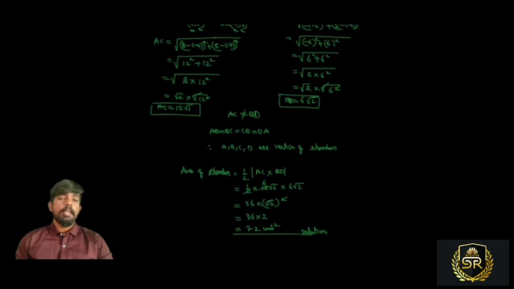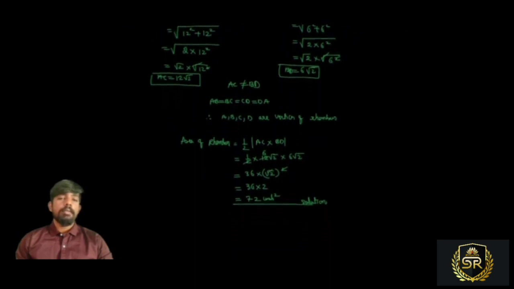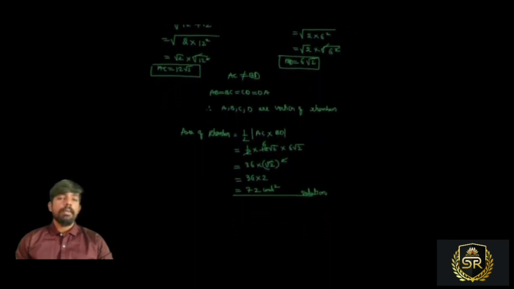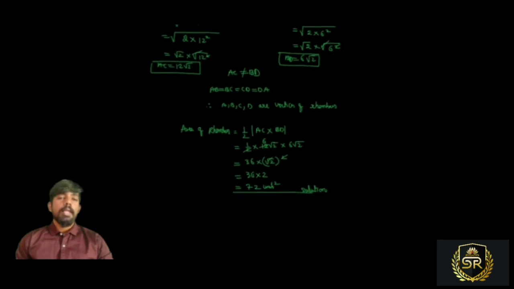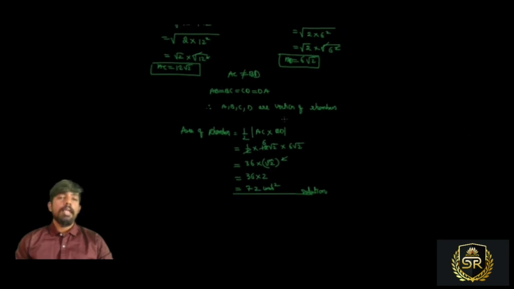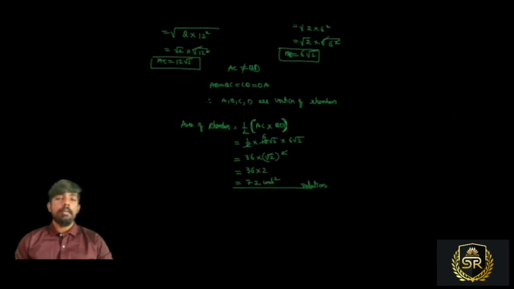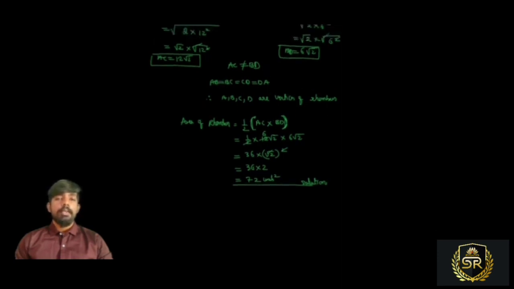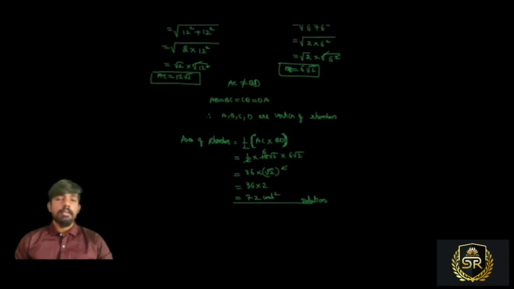Therefore, ABCD are the vertices of the rhombus, and the area of the rhombus formula is half into AC into BD. Here, what is the modulus? Here modulus is nothing but making a negative distance positive. Make sure that all the distances need to be positive only. So that is the reason why I wrote modulus here, and this is the area of the rhombus. That's all. This is the solution.